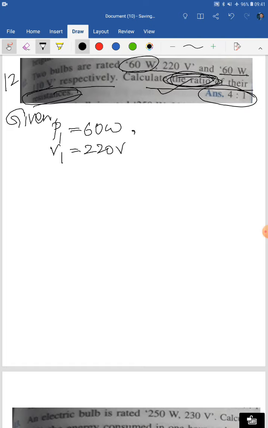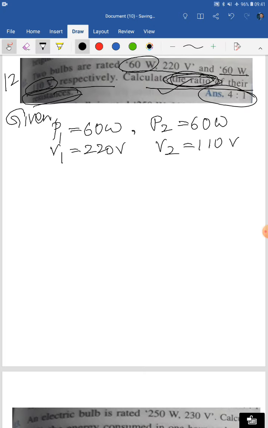So let's jot it down with the given: 60 watt is P1. Because there are 2 bulbs, I'm writing P1 for the first bulb, and V1 is the potential difference applied for the first bulb. For the second bulb, I'll write P2, the power of the second bulb, which is again the same, equal to 60 watt, and it has a voltage rating of 110. So I'm writing V2 as the voltage rating.